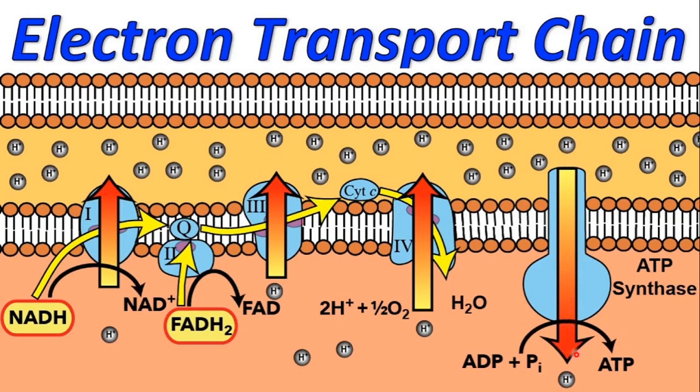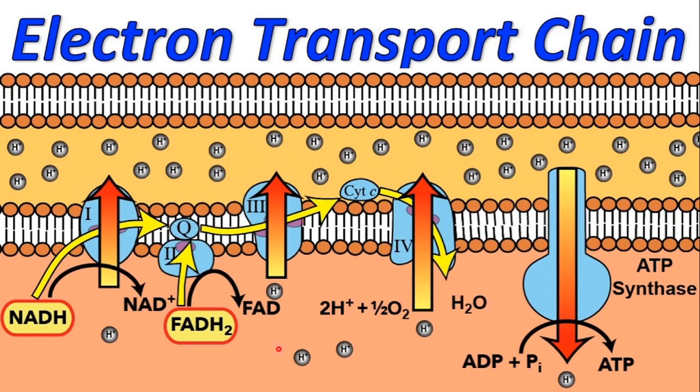Due to the rush, what happens? There is release of energy, and that energy is trapped by ADP with the inorganic phosphate. It forms a third bond to form ATP molecules, and these ATP molecules are formed within the mitochondria, assisted by ATP synthase. And the electrons, what happens? They are accepted by oxygen to form metabolic water. Okay, this is the metabolic water.